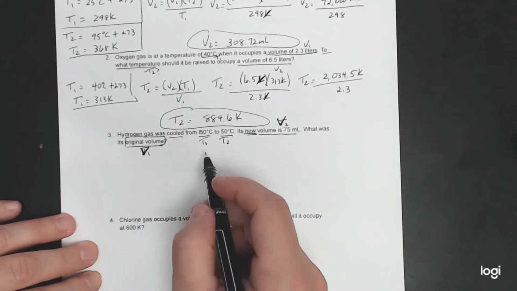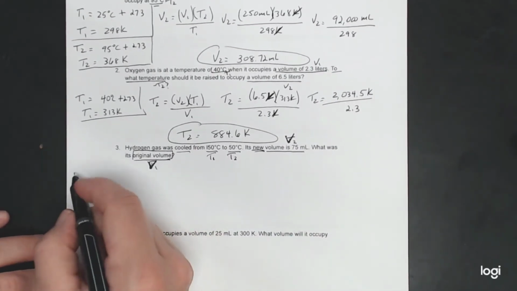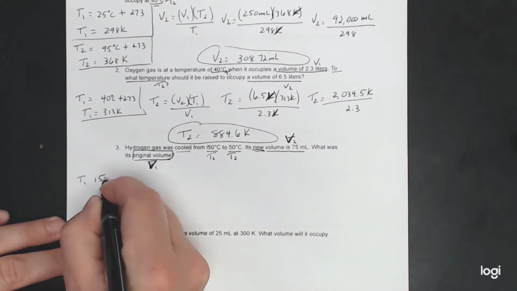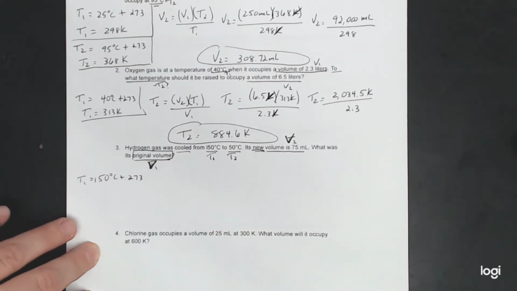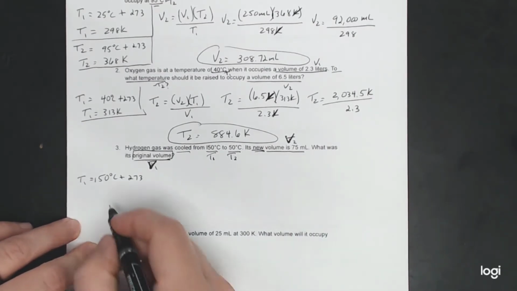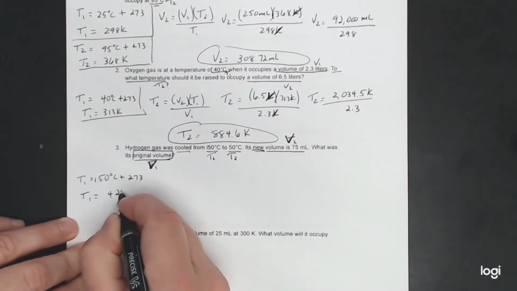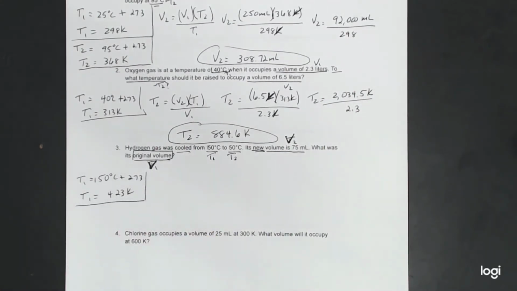The first thing we have to do obviously is convert our temperatures, because neither of these temperatures are in Kelvin. So let's go ahead and do that. Our T1 is 150 degrees Celsius plus 273. If I use my handy calculator, 150 plus 273 is 423. So T1 equals 423 Kelvin. We'll go ahead and section that off, because it keeps me organized.